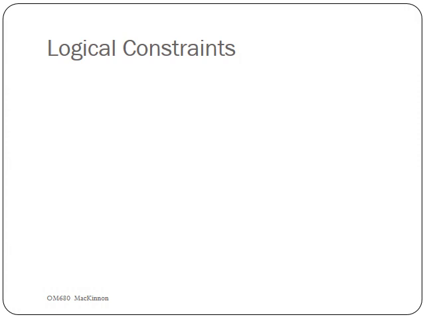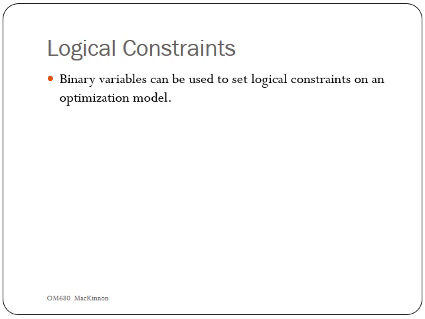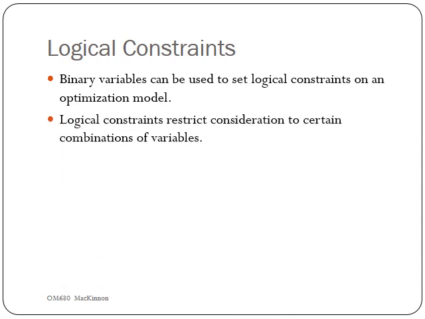All right. What we can do with binary variables is use them to set a logical constraint on a model. What that means is that the logical constraint restricts consideration to a certain combination of variables. If we decide to do A, then certain parts of the model are in play. If we decide to do B, then certain other parts of the model are in play.